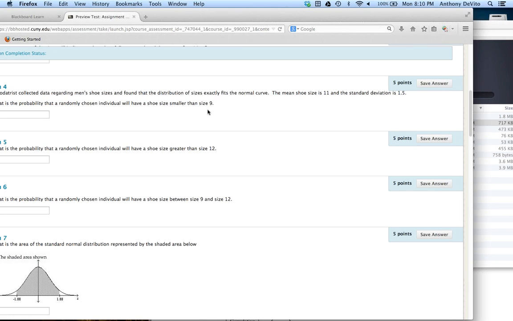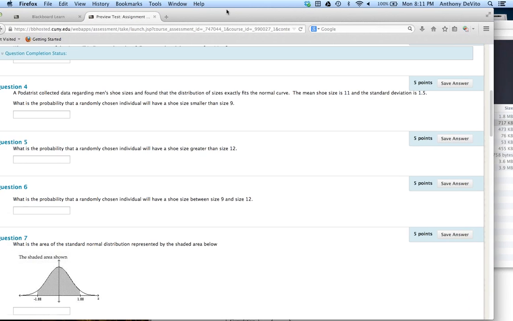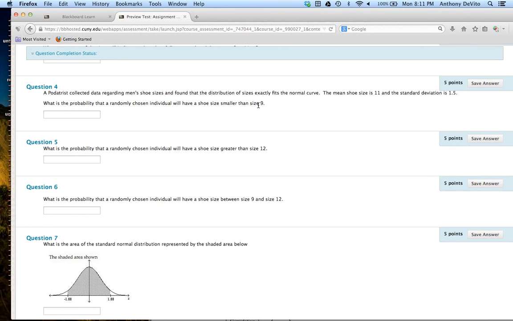Mean shoe size is 11. What's the probability he'll be smaller than 9? Well, this one we can't use the empirical formula for, can we? Because the standard deviation is 1.5, and 9 is two smaller than the mean shoe size. So 9 minus 11 is minus 2, divided by 1.5, is negative 1.33. That's as good as our table would do. We can go to our table and look up what that z-score is, and then calculate the area below that point.